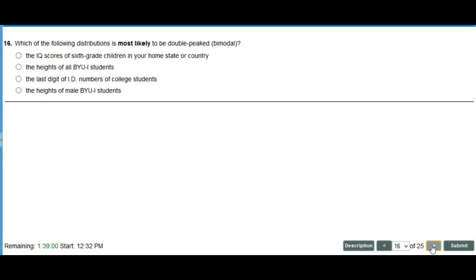Question 16. Which of the following distributions is most likely to be double-peaked? Bimodal. The IQ scores of 6th grade children in your home state or country. The heights of all BYUI students. The last digit of ID numbers of college students. The heights of male BYUI students.